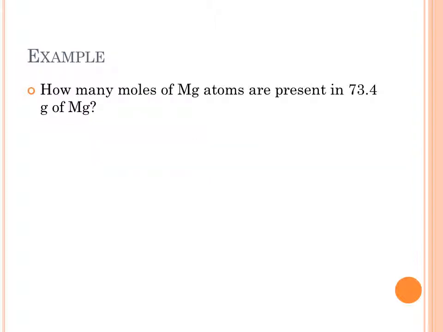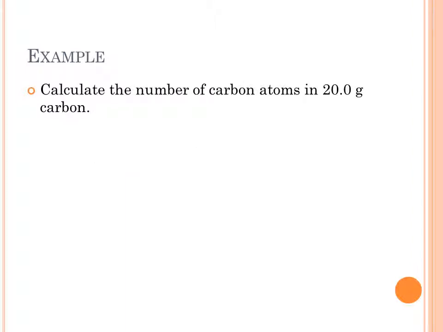Now we want to look at how many moles of magnesium atoms are present in 73.4 grams of magnesium. So we take the 73.4 grams of magnesium and we use the atomic weight off the periodic chart, dividing by 24.31 grams per 1 mole. We get 3.02 moles of magnesium.